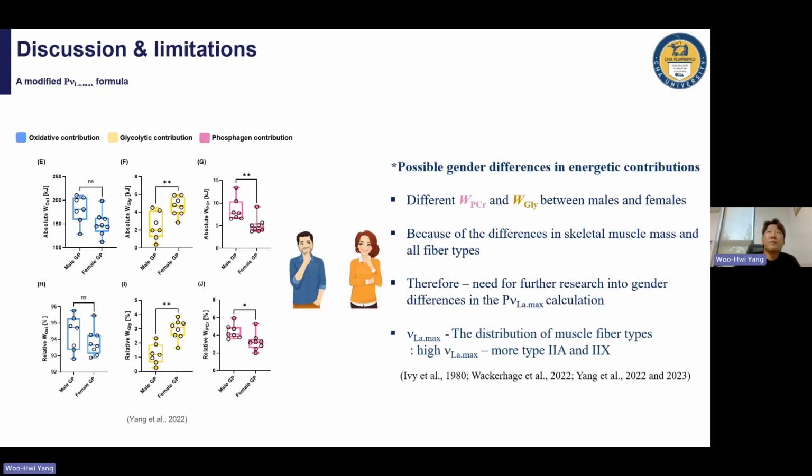Regarding the possible gender differences in metabolic contributions, we also calculated the metabolic contributions during increasing exercise intensities like a step test in our previous study. We found different levels of absolute and relative phosphagen and glycolytic contributions between male and female adults that were attributed to the differences in skeletal muscle mass and fiber types. So there may be a need for further research into gender differences in the PvLa.max calculation.